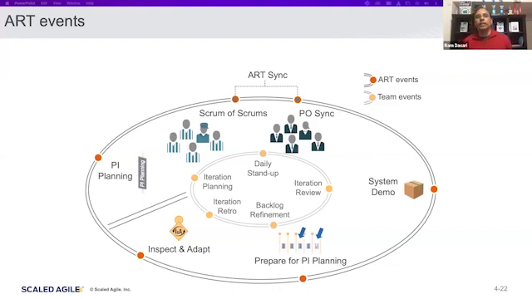System demo happens every iteration and also at the end of the PI, so that you're constantly aligning with the customer. There are 2 other ART sync events called Scrum of Scrums, otherwise called Coach Sync, and PO Sync, Product Owner Sync. These 2 events are also very, very useful, and happen every week. Typically they are time-boxed for 30 minutes with a meet after, so that you can understand what is changing from the initial plan you started off with.